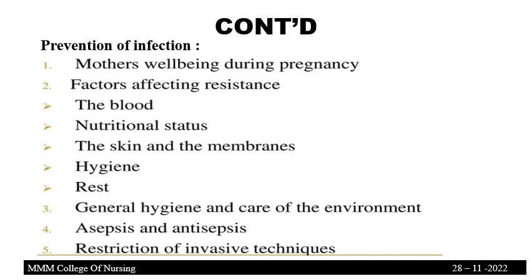And prevention of infection. This is one thing that should be followed by all the team members. Consider the mother's well-being during pregnancy and factors affecting resistance, like the blood and the nutrition status. If the blood has low hemoglobin or the nutritional status is low, the skin and the membranes are dehydrated, the personal hygiene is not good, or the mother is not having adequate rest, then it can affect her immunity status. So it means that she can easily get the infection. So all these things should be ruled out.